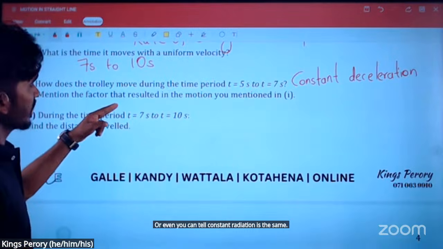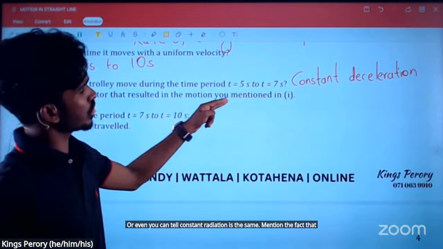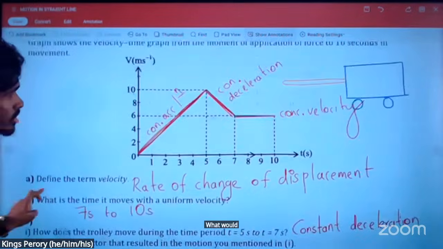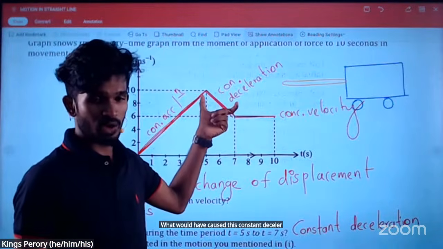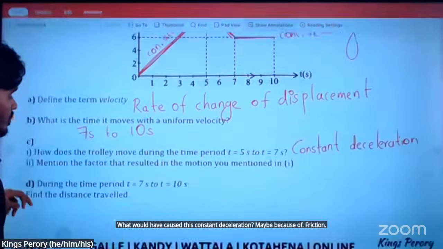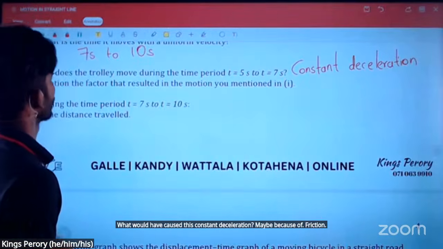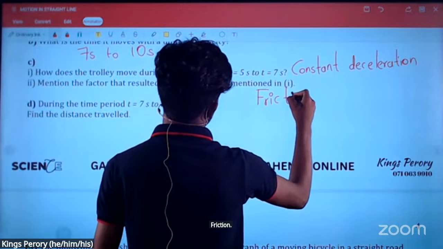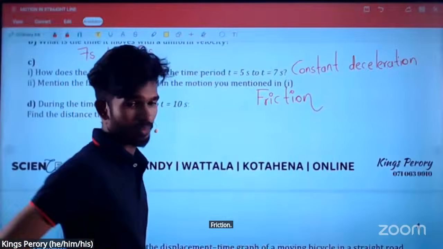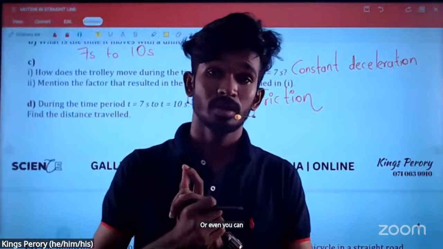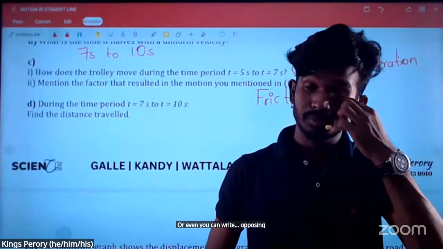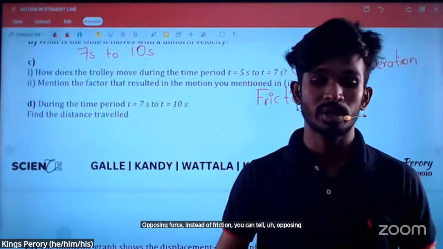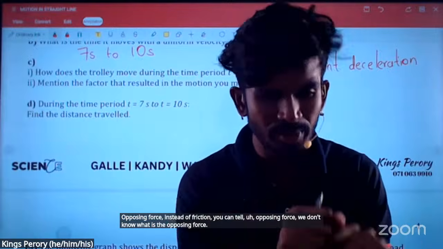Mention the factor that resulted in the motion you mentioned in Roman 1. What would have caused this constant deceleration? Maybe because of friction. Or even you can write opposing force. Instead of friction, you can tell opposing force. We don't know what the opposing force is. Something is trying to stop it a little bit.